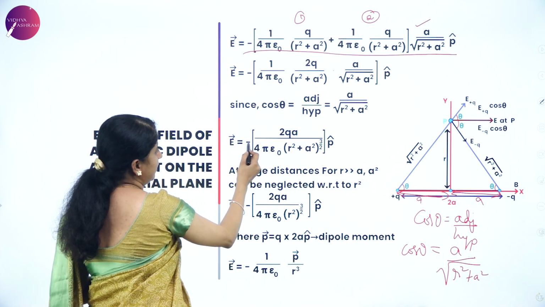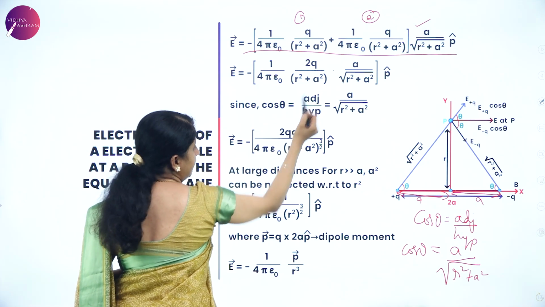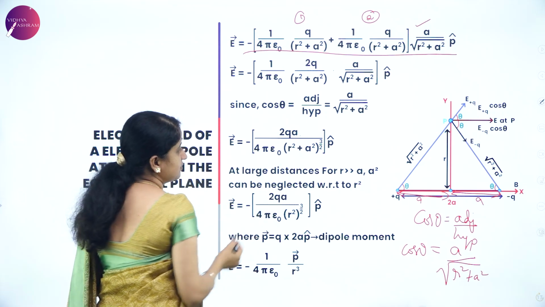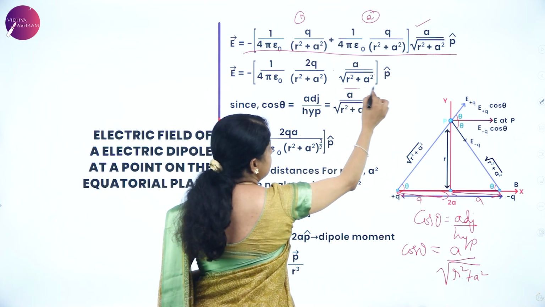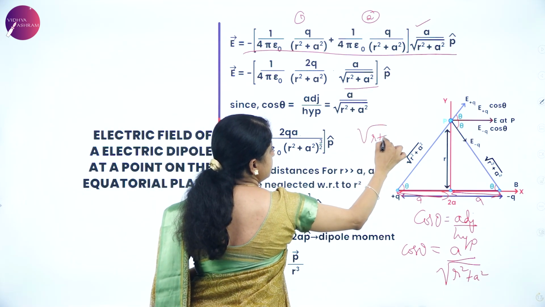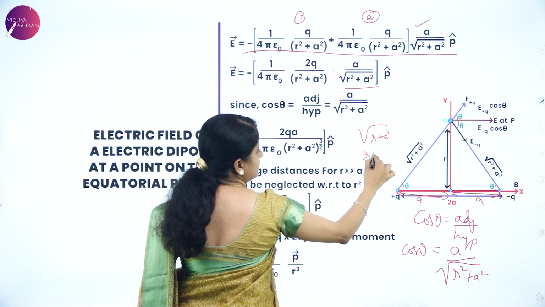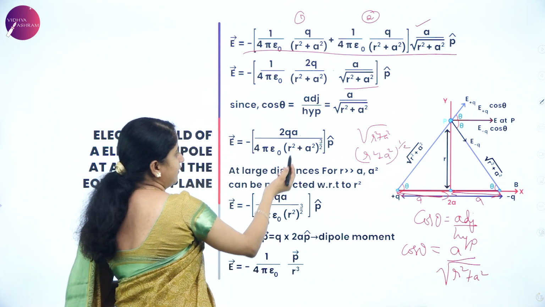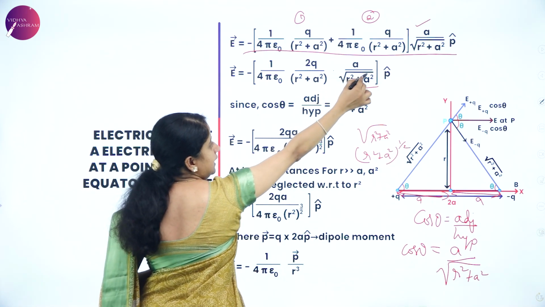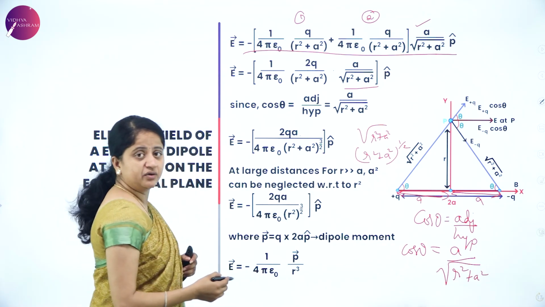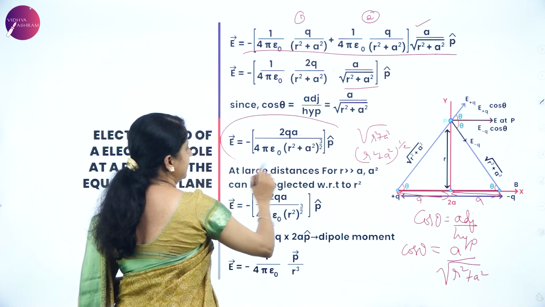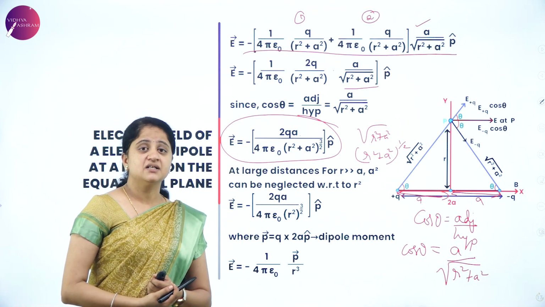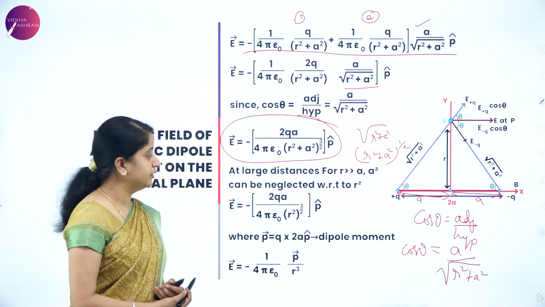So now let us simplify this. Then E is equal to minus, we get 2q into a, that is 2qa, divided by 4 pi epsilon naught. Here I have r square plus a square, but I can write root of r square plus a square as r square plus a square to the power 1 by 2. And I have r square plus a square here to the power 1, and this is 1 by 2. 1 plus 1 by 2 gives us 3 by 2. So we can write E is equal to minus of 2qa divided by 4 pi epsilon naught, r square plus a square to the power 3 by 2, into p cap.